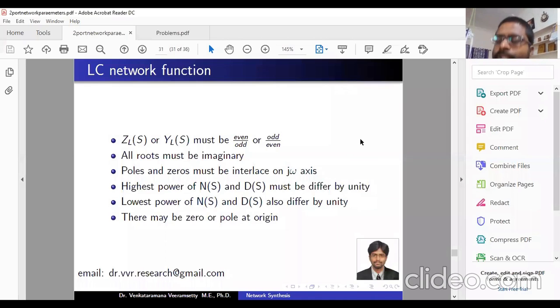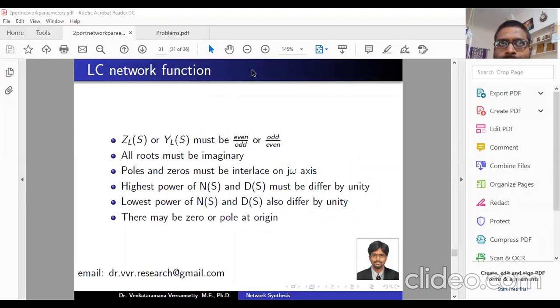Okay. So first we will discuss about properties of LC network function. That means if the network function is given, then how we can decide whether the given network function is an LC admittance or impedance function or not. LC means inductor and capacitor, that means the network containing only inductor and capacitor. So try to understand. Now we are going to discuss about properties of LC network function.